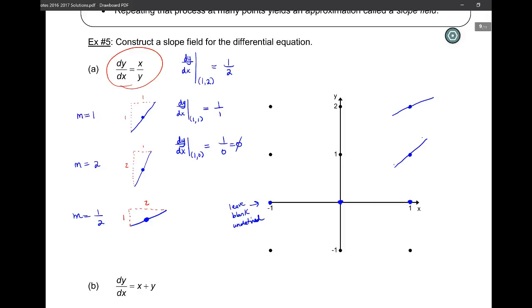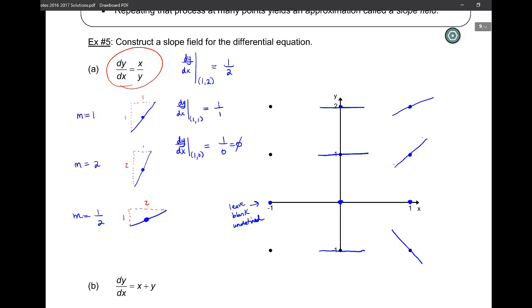All right. Now, what happens at (0, 2)? Well, at (0, 2), I'm going to have 0 over 2, which is 0. So actually, we get a horizontal slope here. Same thing at (0, 1). That's going to be 0 over 1, which is 0. Then down here at (0, -1), I'm also going to get 0. Let's go down here, (1, -1). That's going to be 1 over -1, which is -1. So there's my slope of -1.